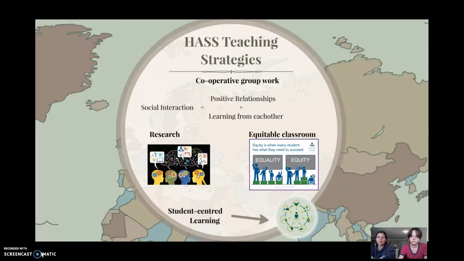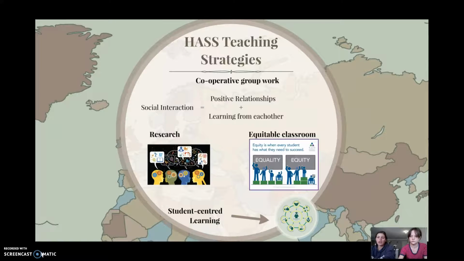Our HASS teaching will portray equitable learning. We will build relationships with all students to find out how they learn best. We will learn their interests and backgrounds to incorporate these into our themes and teaching strategies. We'll also be respectful and honest with the students to build a stronger relationship, and we'll expect the same in return from them.